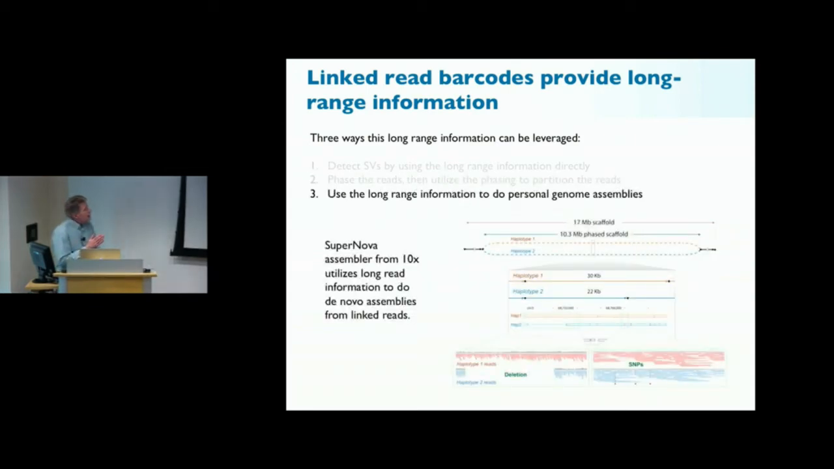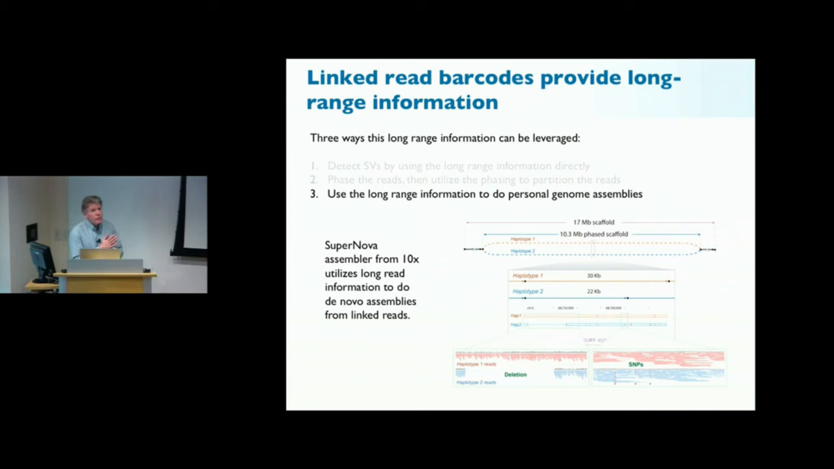And the last thing, maybe not the last thing, but a third thing you could do with these reads is just assemble them. You have this nice long-range connectivity information from the barcode, and you have regular Illumina short reads. And so 10x has an assembler called Supernova that continues to increase in the quality of assemblies.